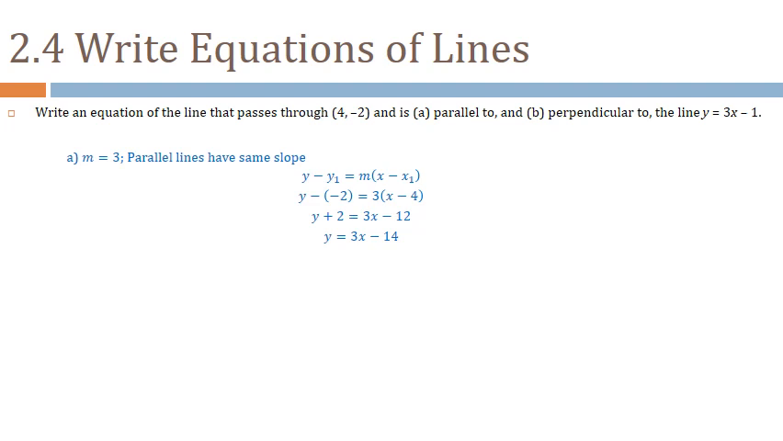Part B, the perpendicular line, we need the perpendicular slope, which means the slopes are negative reciprocals. So the given slope is 3. Its reciprocal is 1/3, so the slope of the perpendicular line will be -1/3. Use that slope and the given point in point slope form. Slope is filled in for m, our point again is x1 and y1.